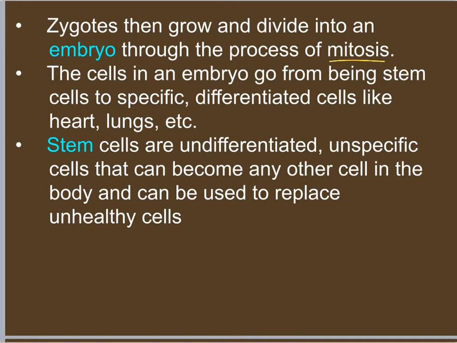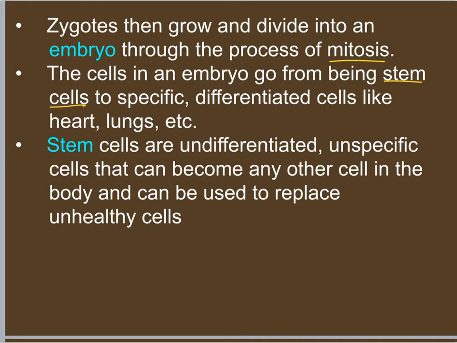All the cells in the embryo start out as stem cells, and then eventually they differentiate into all the cells that you have today. That's going to be in the embryonic stage. Right now I'm 20 weeks pregnant, so I'm well past the embryonic stage. That's the first 8 weeks. So I'm well past that.